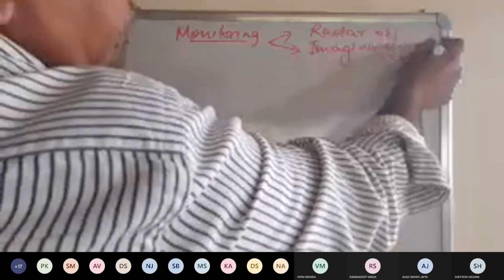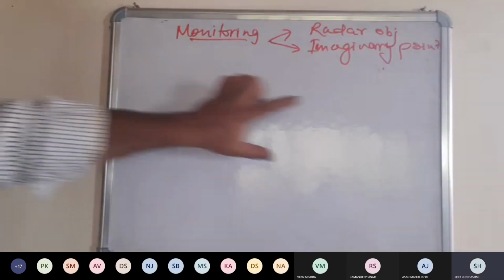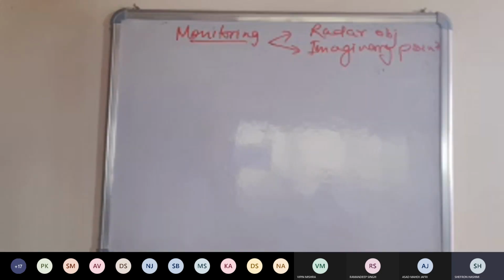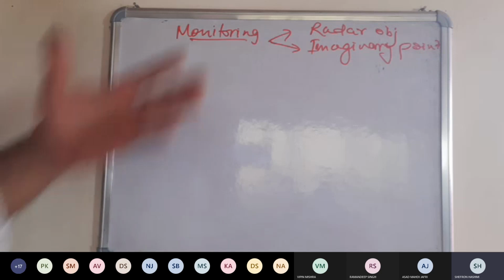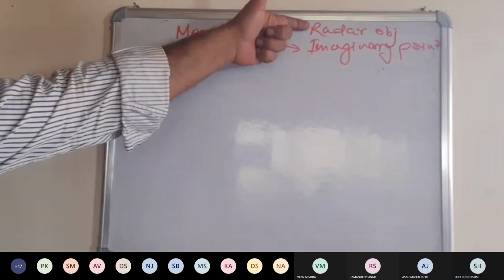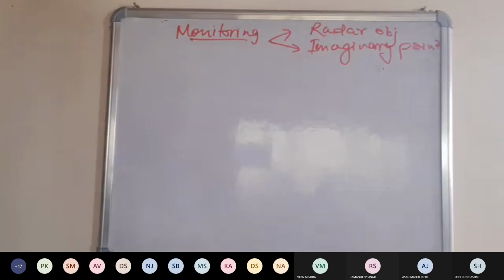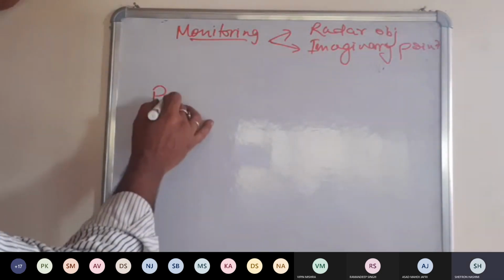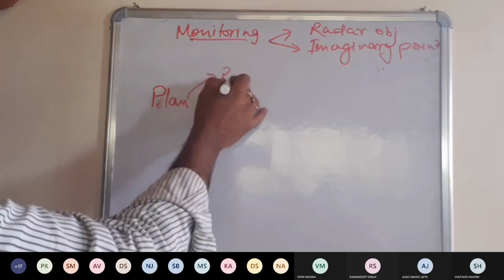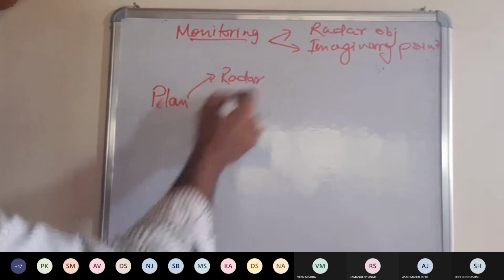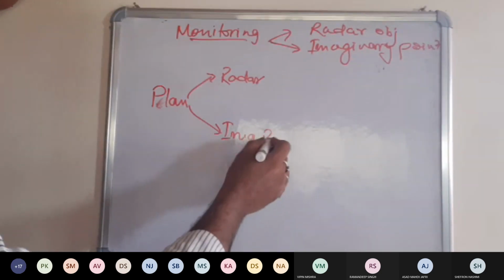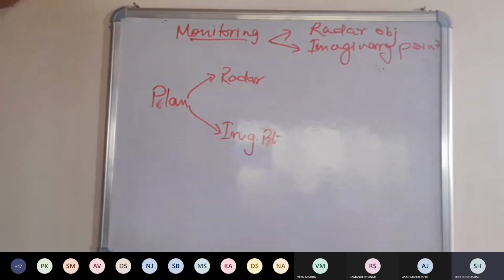Correct? This concept clear? जो एग्जीक्यूशन सर, जो एग्जीक्यूशन किया वो अभी रडार ऑब्जेक्ट के लिए किया था ना, जो दोनों थे अपने. एग्जीक्यूशन के लिए हम या तो रडार ऑब्जेक्ट में भी कर सकते हैं, इसमें भी कर सकते हैं. हमने क्या कहा कि प्लान हो सकता है एक रडार ऑब्जेक्ट के आसपास, दूसरा इमेजिनरी पॉइंट के आसपास. करेक्ट? यस सर.